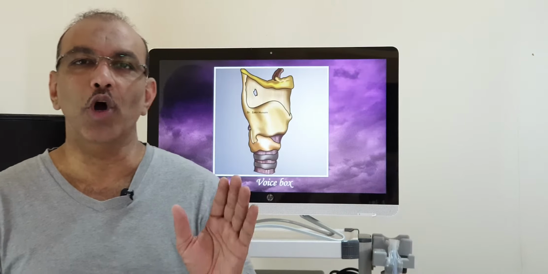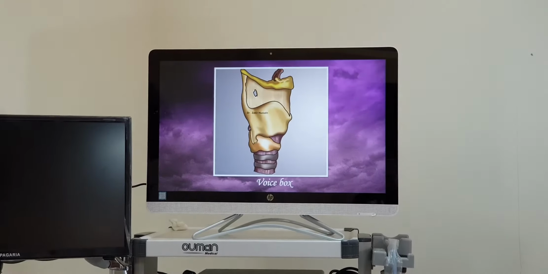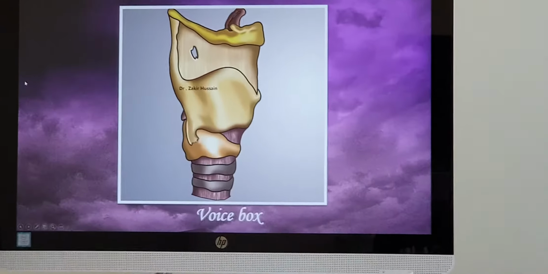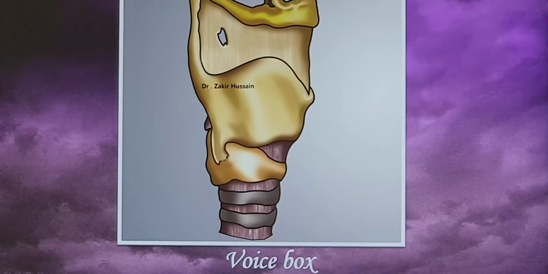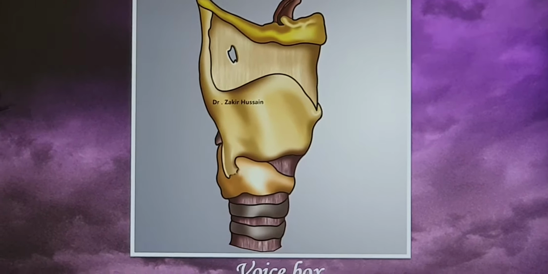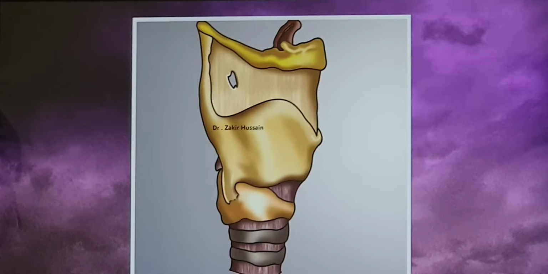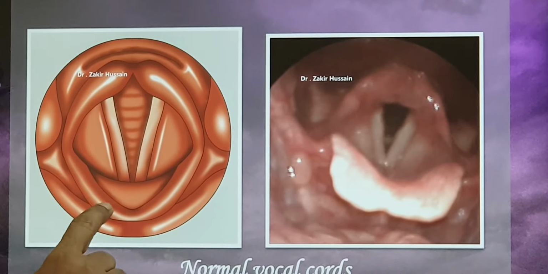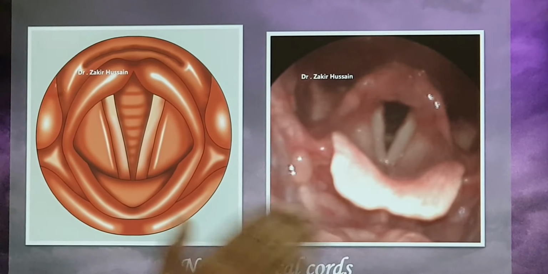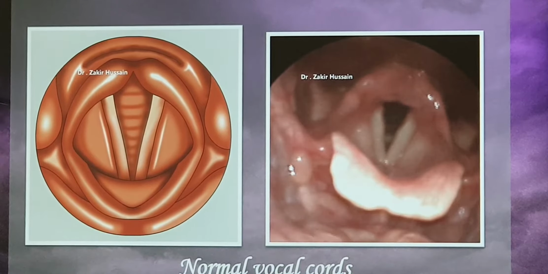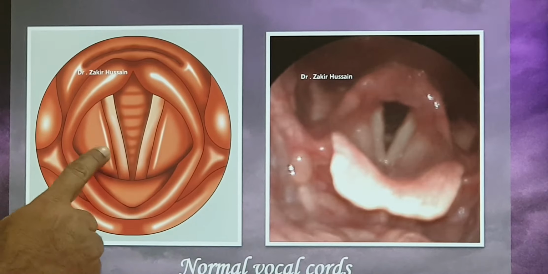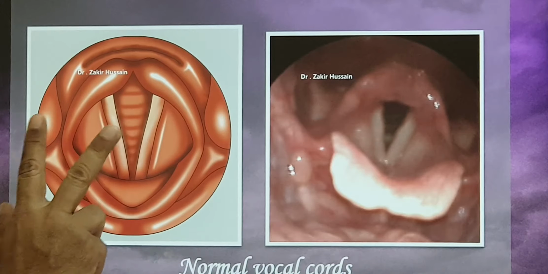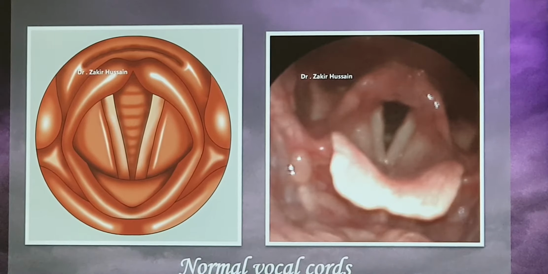So let me give a small introduction first. We all have a voice box. When you exhale, breathe out, the air passes through the vocal cords, which are the two structures inside the voice box. These are the vocal cords. This is a drawn diagram, and this is a real picture. When we exhale, the air from the lung passes in between the moving vocal cords and we phonate.